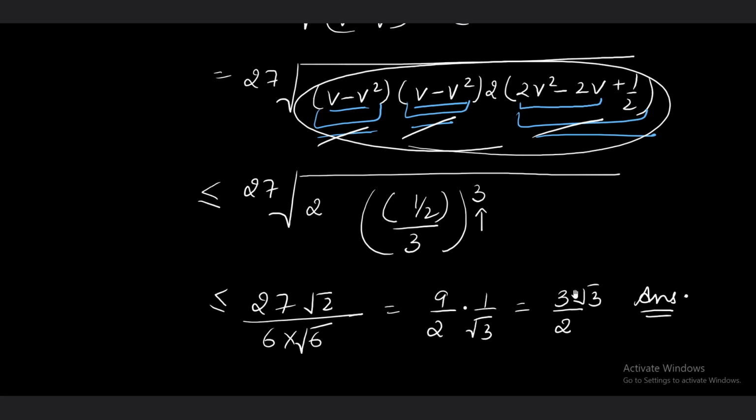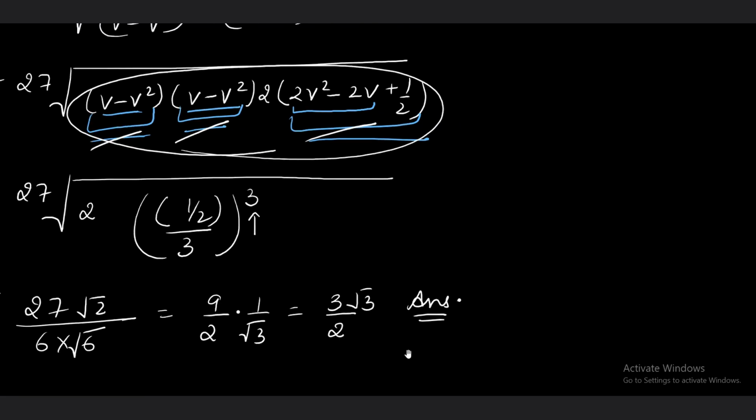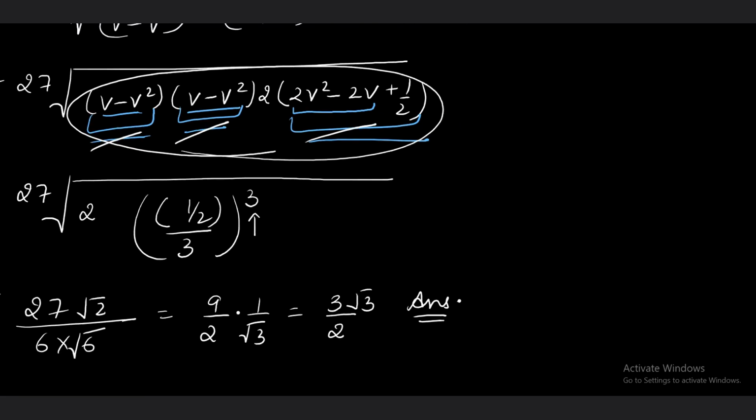AMGM concept में आपको equality हमेशा check कर लेनी चाहिए because otherwise you will not be able to get the exact maximum. You will just say that it is going towards that value. Exact maximum के लिए equality hold करना बहुत जरूरी है. And it is going to occur. That means equality is going to hold when all the numbers are equal. When all the numbers are equal.